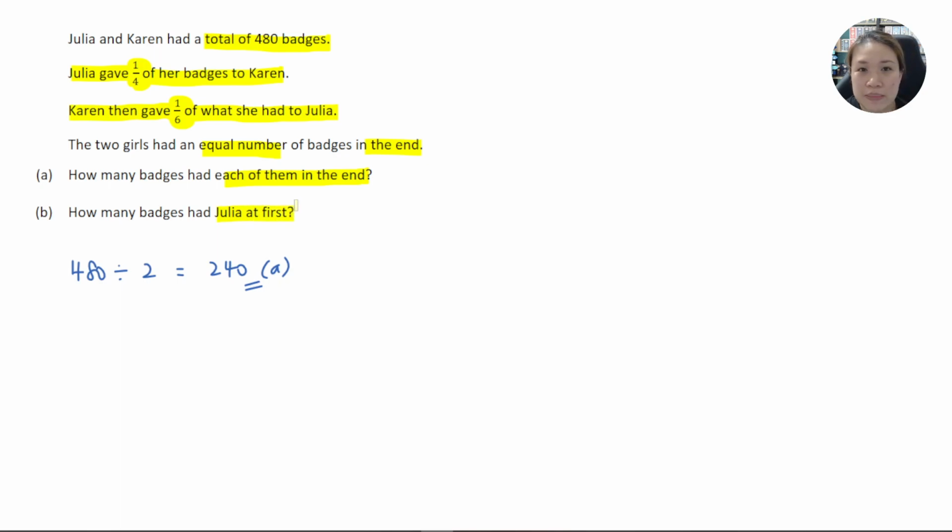So this is a working backwards question. We need to do it systematically, step by step. So let me list down here. Now I'm going to start from the end. I'm going to write N here, and I'm going to list down for both of them, Julia as well as Karen. At the end, they each had 240.